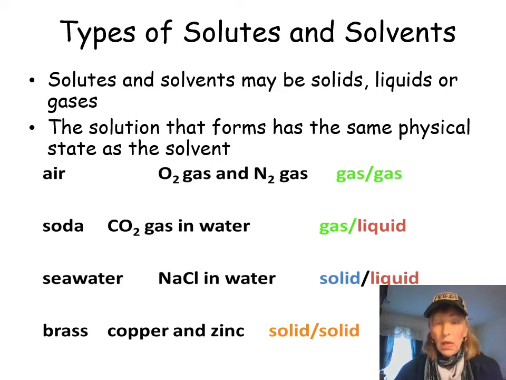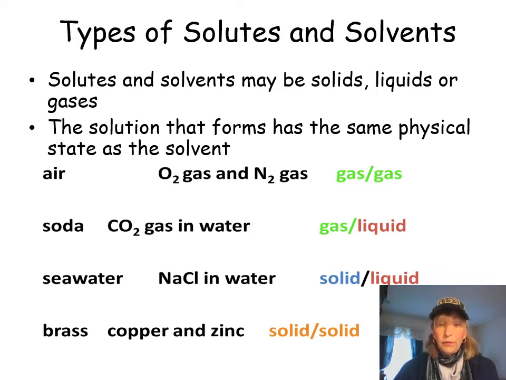Oxygen gas and nitrogen gas mixed together. It is a gas solution. The solute and the solvent are both the same. They're gases. Let's think soda. Let's use that as an example. The soda. Okay, right here.